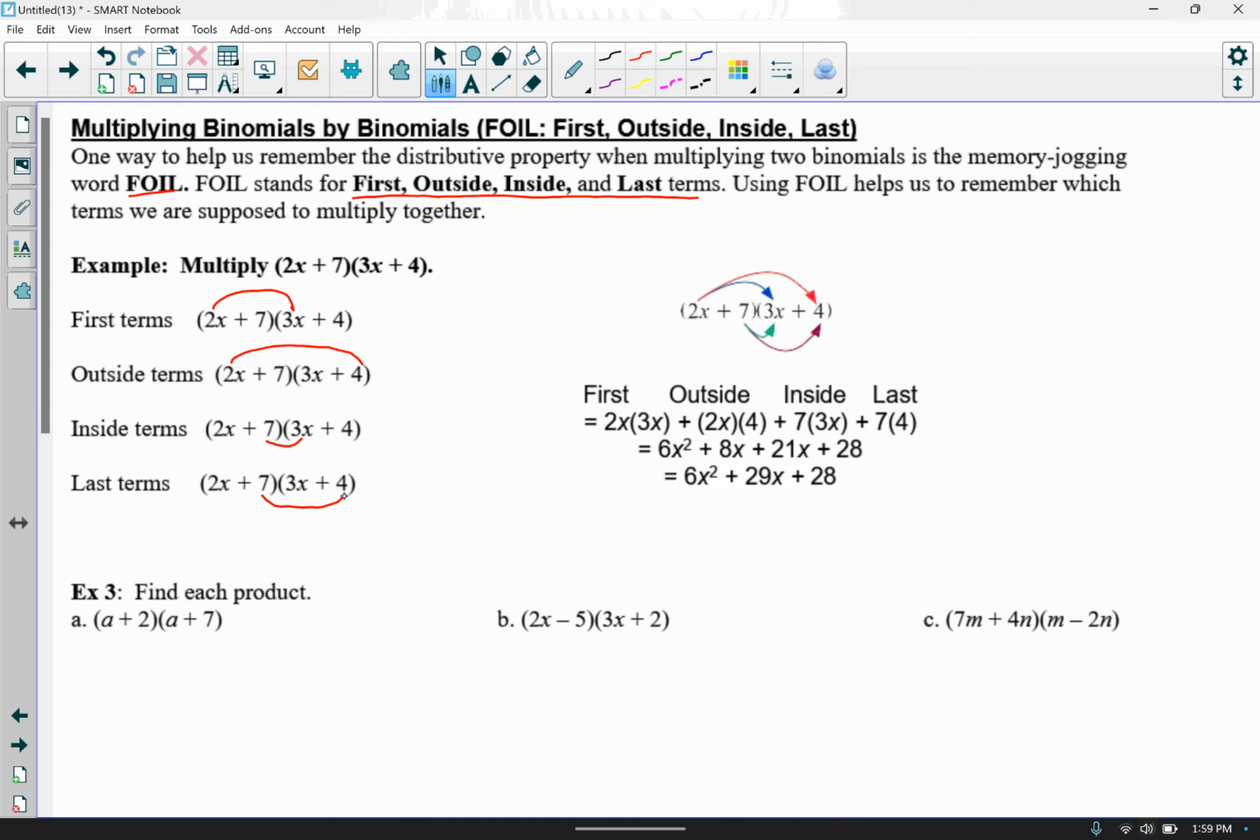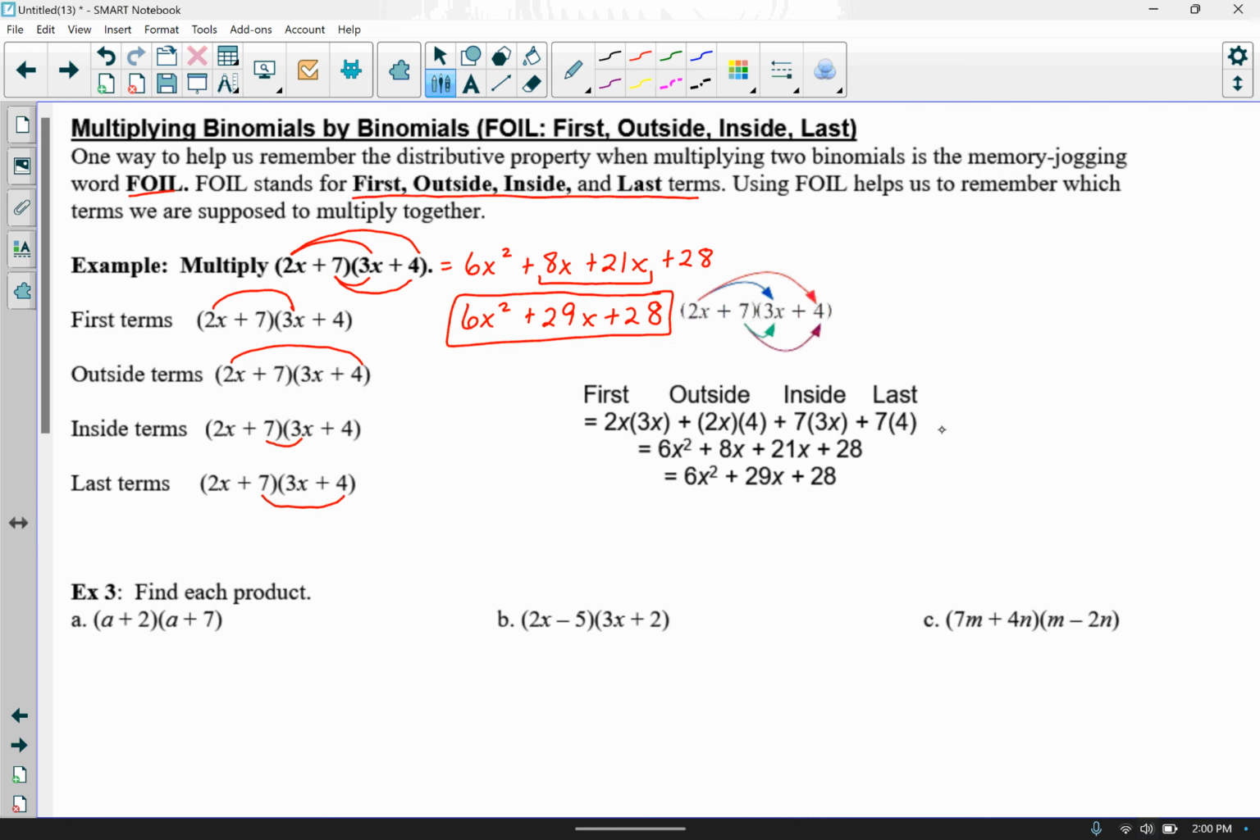So now if we think about going through and we multiply this using our FOIL method, so 2x times 3x, 2 times 3 gives me 6x squared. Outside, 2x times 4 is plus 8x. Inside, 7 times 3x, 21x. Last, 7 times 4, 28. Many times when you FOIL, you're going to have like terms. So here, 8x plus 21x can be combined to give me 29x. And that would be our final answer.